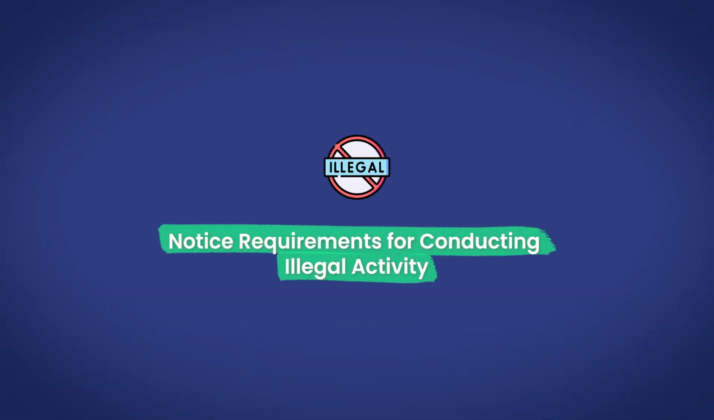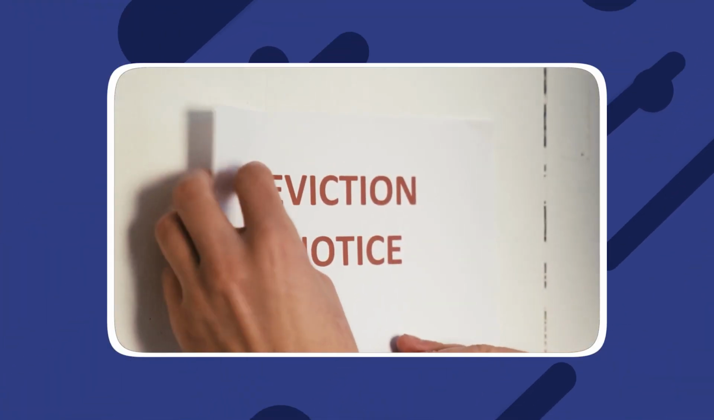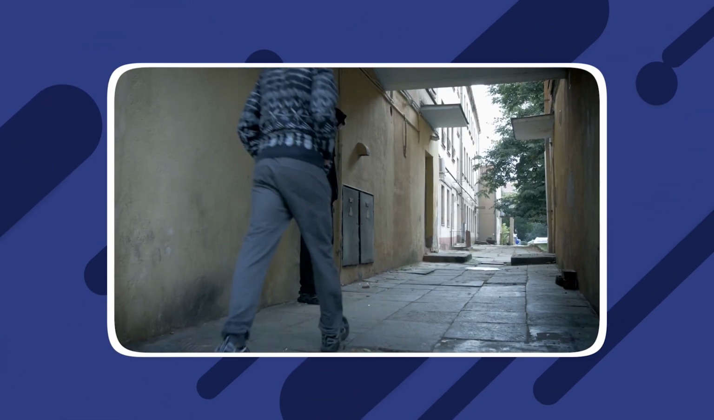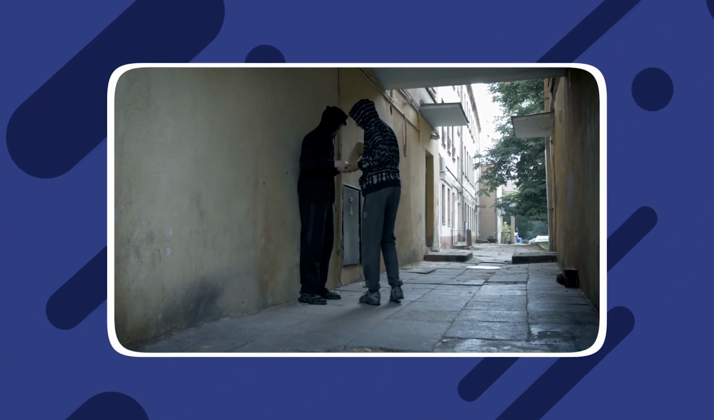Notice requirements for conducting illegal activity. In the state of Nevada, landlords have to give their tenants an eviction notice called a 3-day notice to quit before proceeding to file for a summary eviction if a tenant has engaged in illegal activity on the rental premises.